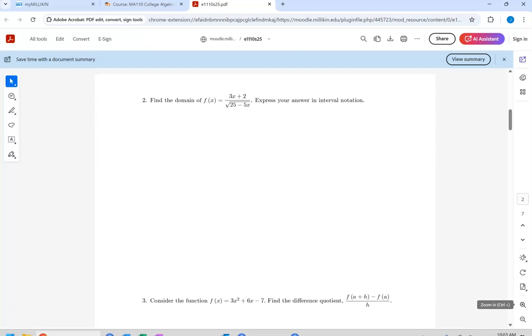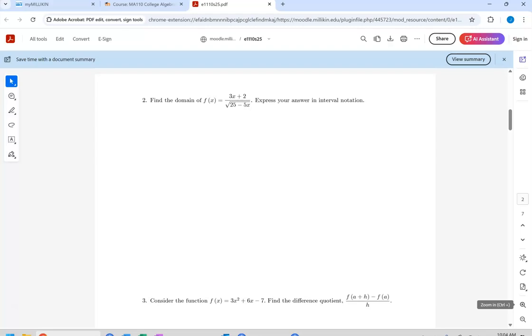I'll write them down here. Domain issues: divide by 0, square root of a negative, and logs of 0 or negatives. Okay. Those are domain issues that pop up. Those are kind of the 3 big ones.